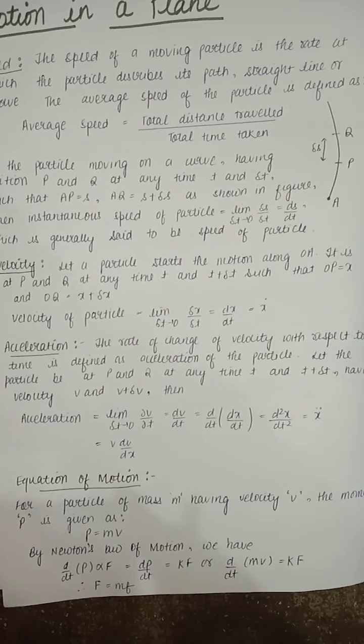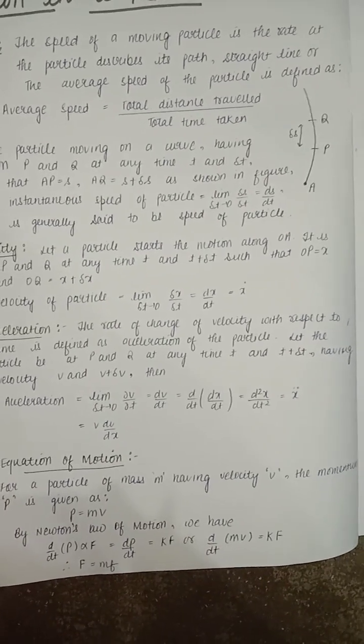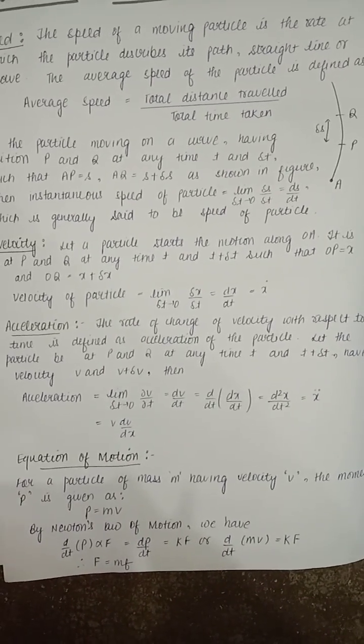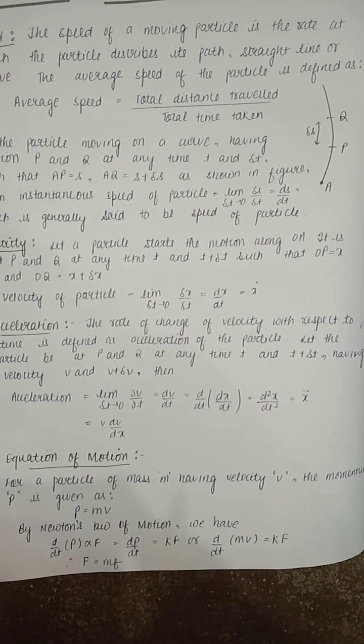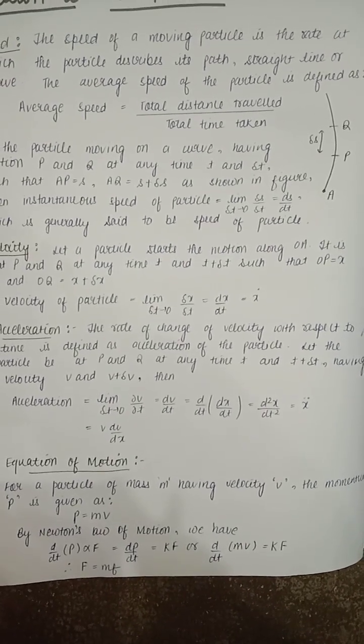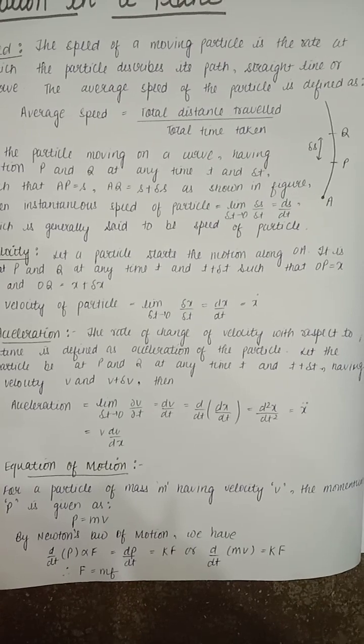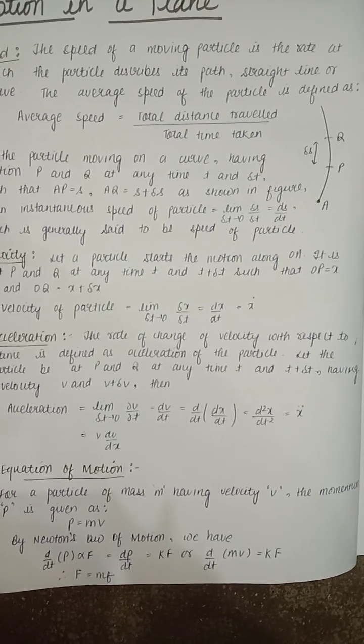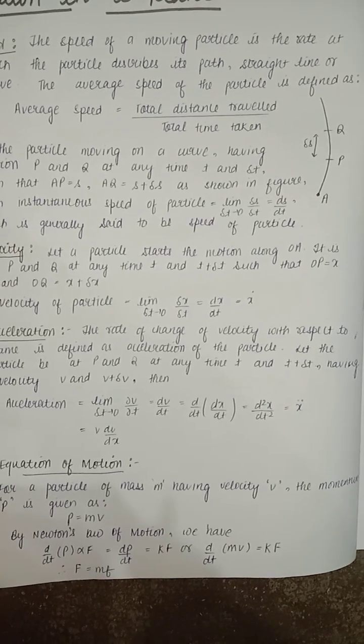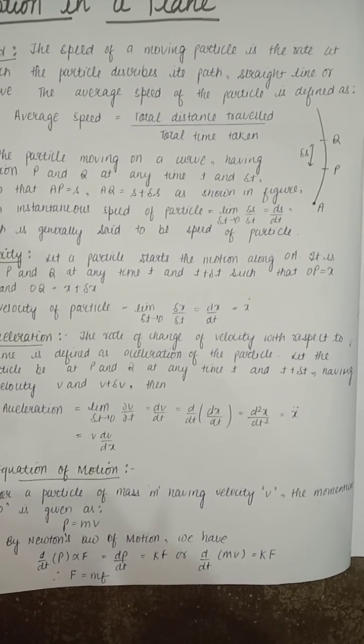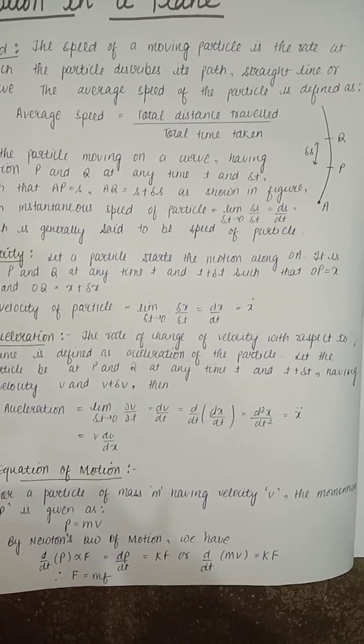Equation of motion. For a particle of mass m having velocity v, the momentum p is given as p is equal to m v. By Newton's law of motion, the rate of change of momentum dp by dt is directly proportional to the force F, that is dp by dt is equal to kF, or d by dt of m v is equal to kF, so F is equal to m f.